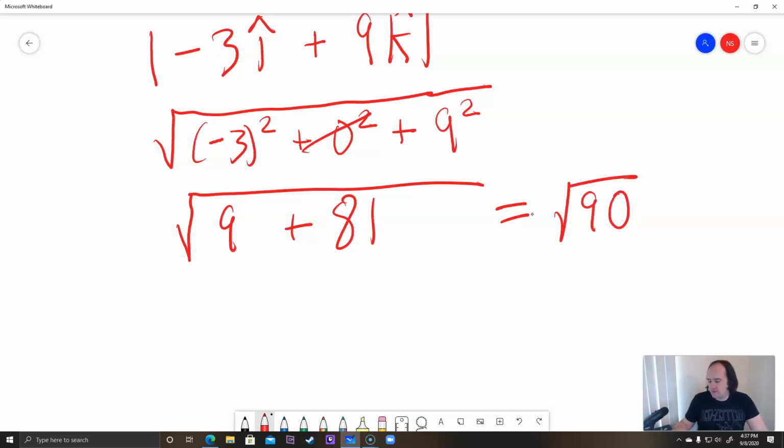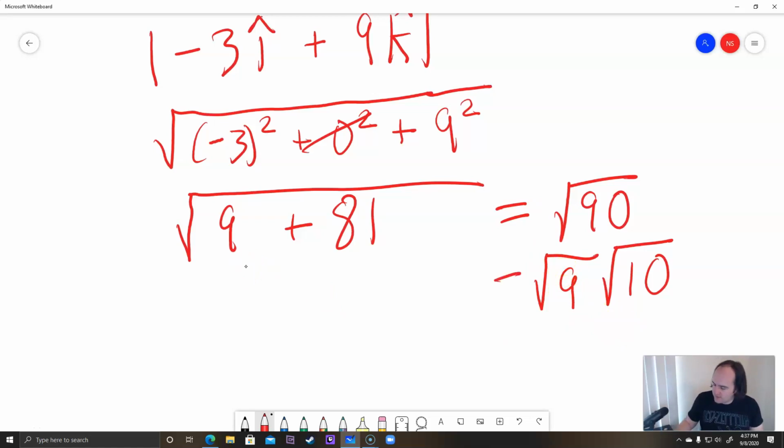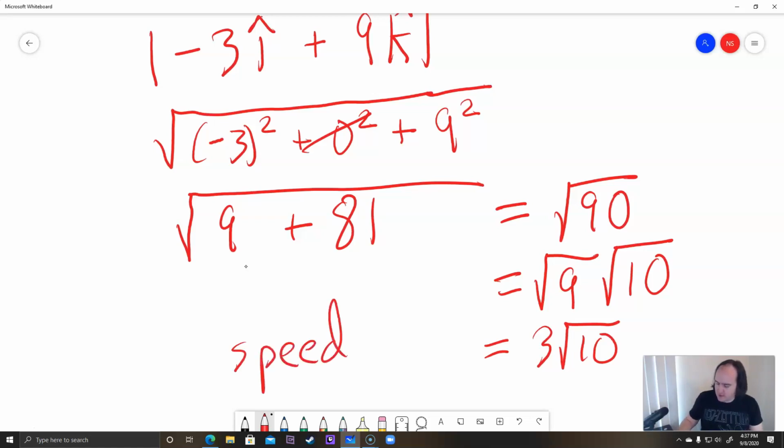Okay? And then with the square root of 90, you can simplify the square root if you rewrite it as root 9 times root 10. You could take the square root of 9, and we know that that is 3. So that means our speed is actually going to be 3 root 10. Okay, so the speed of the particle is going to be the length of v of pi, and that's equal to 3 root 10.